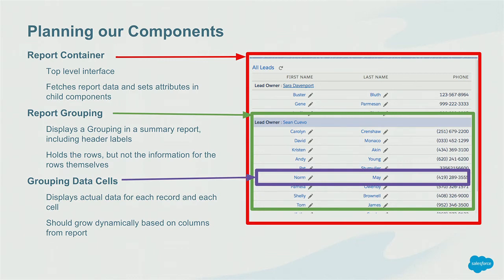The next part, highlighted in green, is the report grouping. These are each of those groupings that I covered that show the levels of the groups. They won't display the actual row data, but each grouping will hold either another child grouping or the rows itself. And the last piece in the purple is the grouping data cells, or you can also think of this as the actual row data. This will display the actual data from that row key after it's mapped to the appropriate report grouping. And also I have to make sure that it grows dynamically based on the number of columns from the report.